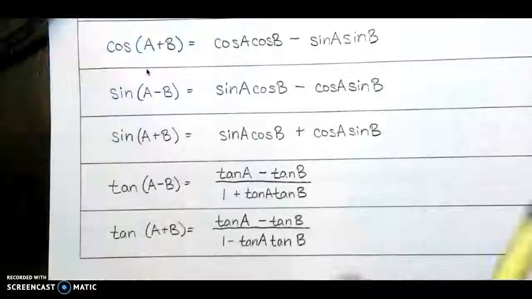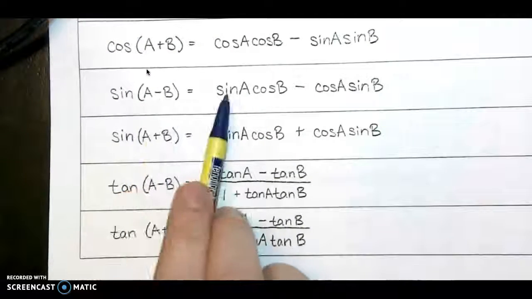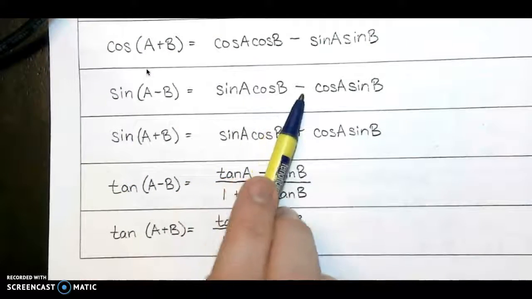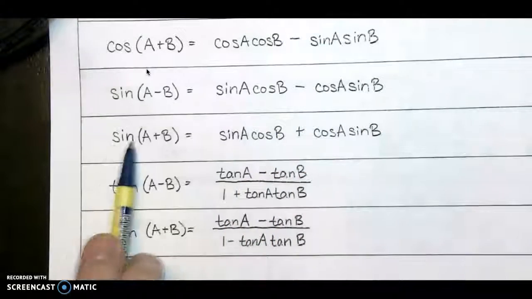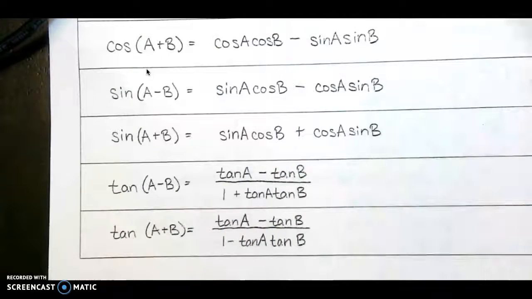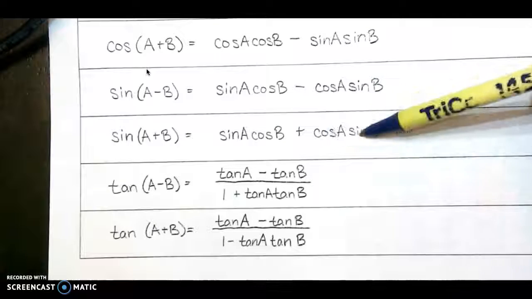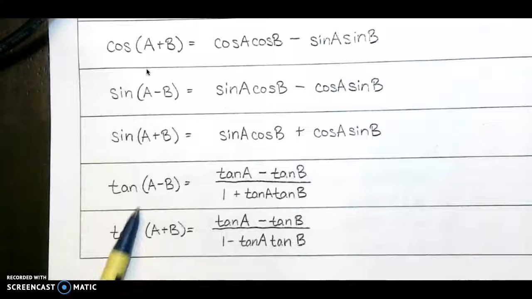For sines, the sines and cosines mix. So for sine a minus b, it'll be sine a cosine b minus cosine a sine b. For sine a plus b, you've got sine a cosine b plus cosine a sine b. They mix again. And then these are your two tangent functions. So go ahead, pause the video, get these written down, and then we'll move on to some examples.